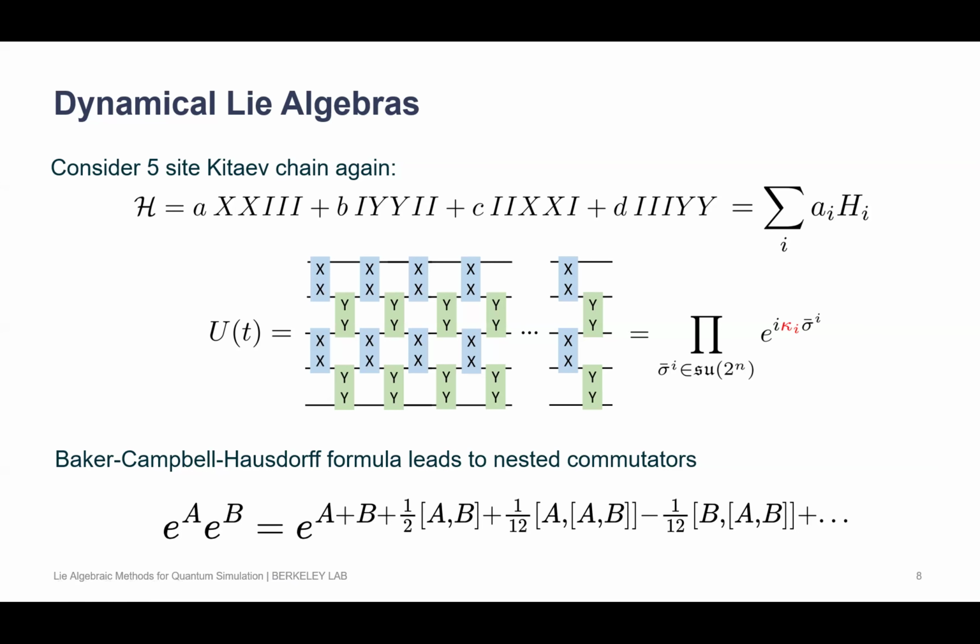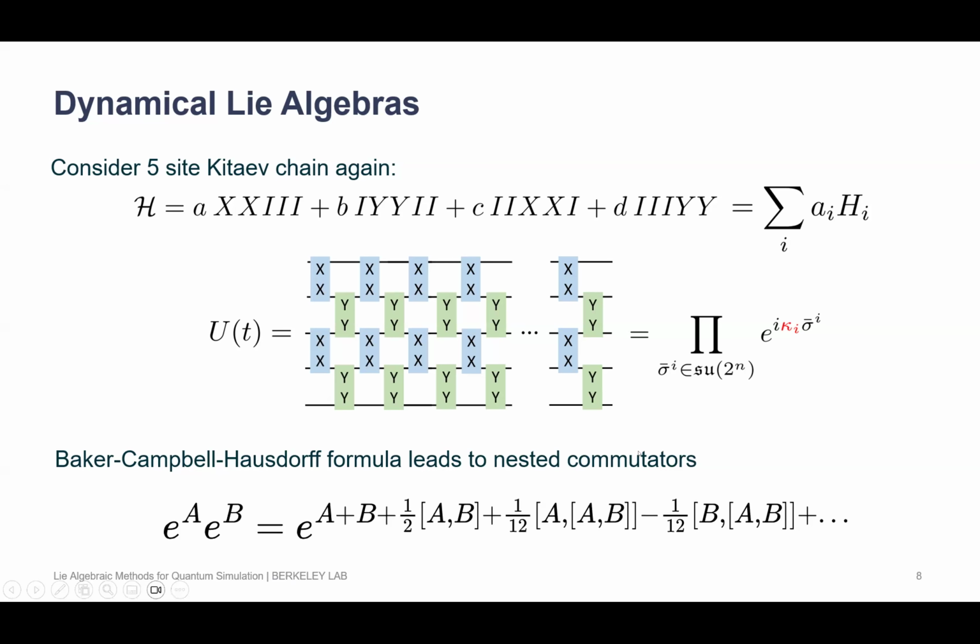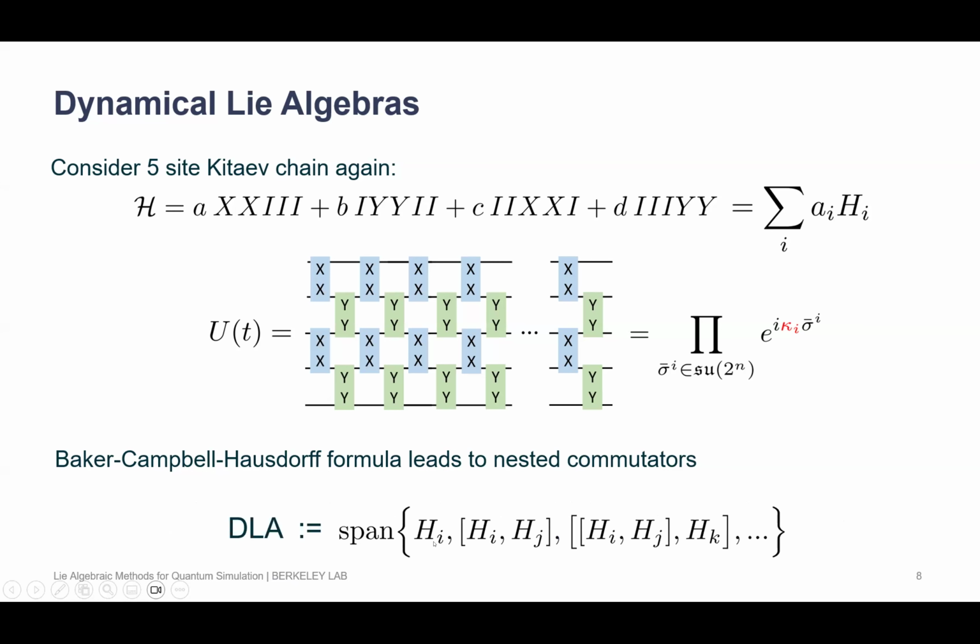So that's why we build this set that is called dynamical Lie algebra. So I'm just going to go back and forth a little bit. Here, as you can see, there's A, there's B, and then you have all the nested commutators. And in the circuit, we have terms of my Hamiltonian, XX, YY, XX, YY, right? So here, I just generate the nested commutators of all the terms in my Hamiltonian, and I put them in a set.